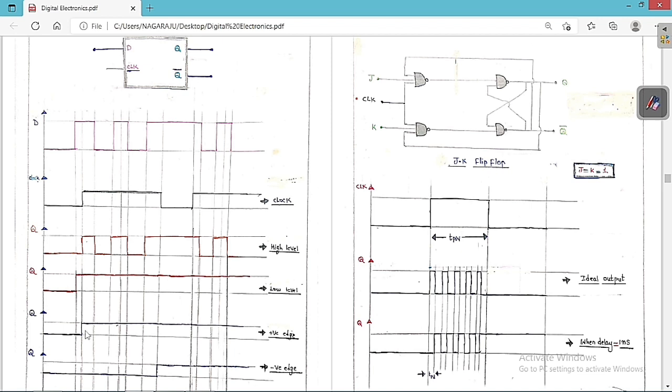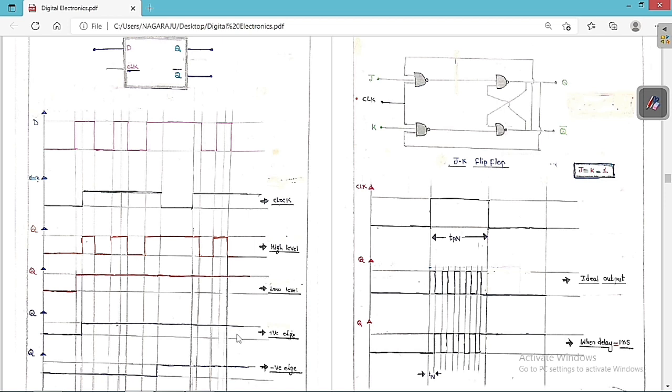Whenever there is a rising edge of clock, it is going to see what is the input. At this point it is going to see what the input is. The input is equal to 1. So therefore we are going to get this value. Again there is a clock rise here. Clock rise means again it is going to see what the input is. It is 1. So therefore again it is going to present like this.